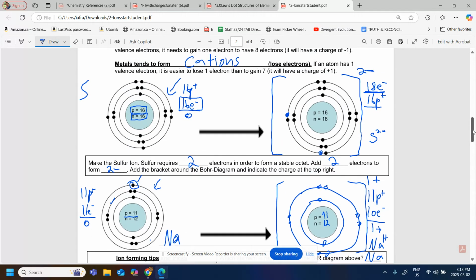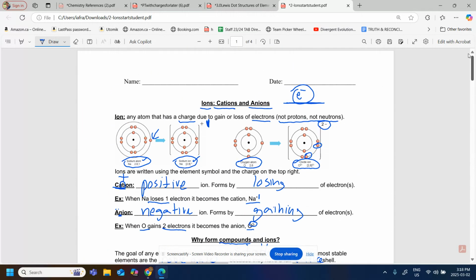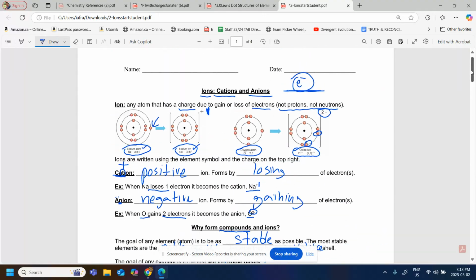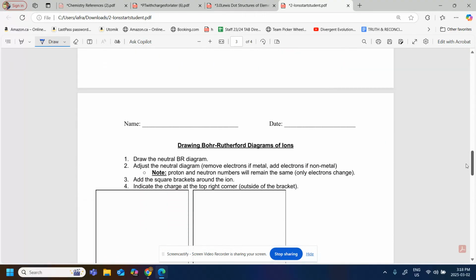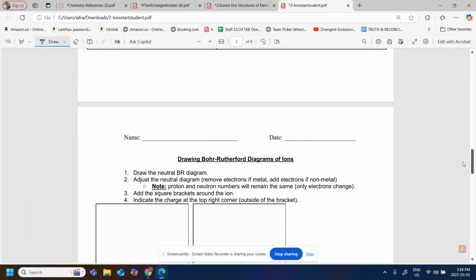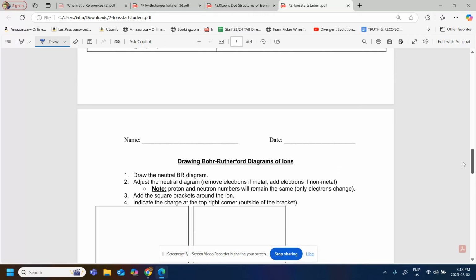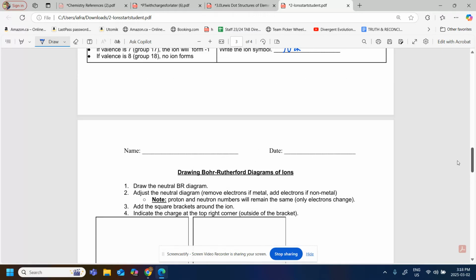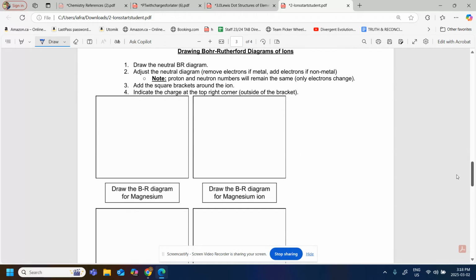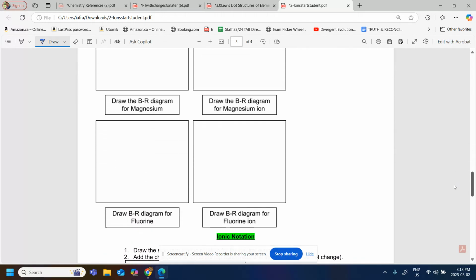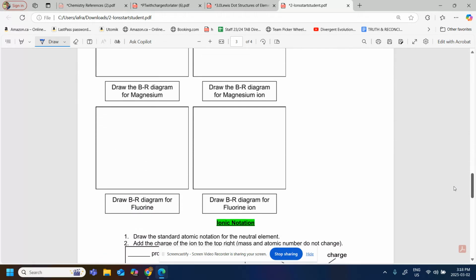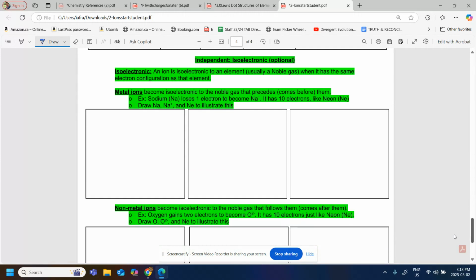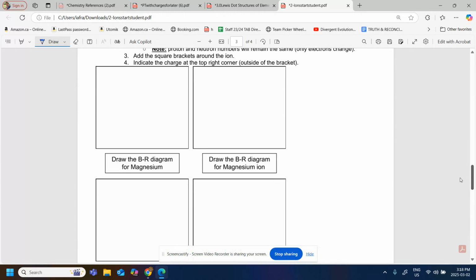So here we learned how to draw ions and figure out their charges using the periodic table. In the next video, you can watch the answer key to this practice page here. So I want you to try out drawing Bohr-Rutherford diagrams for magnesium, the magnesium ion, fluorine, the fluoride ion, and then we'll take it up in the next video. We'll also take a look at ionic notation and isoelectronic species as well.